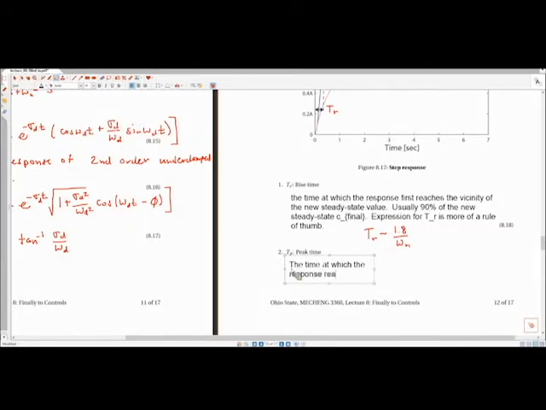Okay, so if we look at our chart here, the time the response hits its maximum value is this time here, right? So here's the maximum value of the plot. This takes Tp seconds.